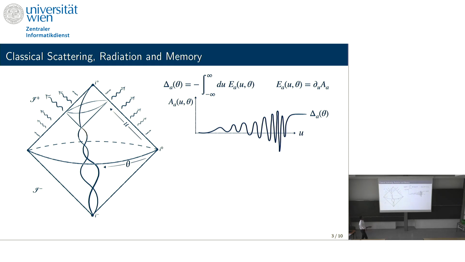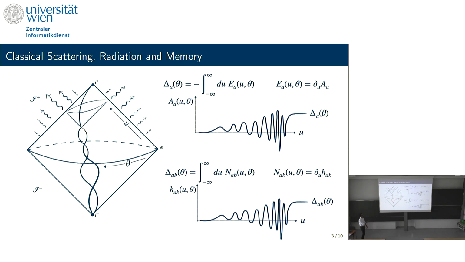Okay? So that's what these formulas say. So what is the gravitational version of this story? Well, I've copied and pasted the same picture to highlight how similar the scenario is. So now the radiation is encoded in the news tensor, which formally is the time derivative of the metric at scri, and the memory is the total integral of this news.